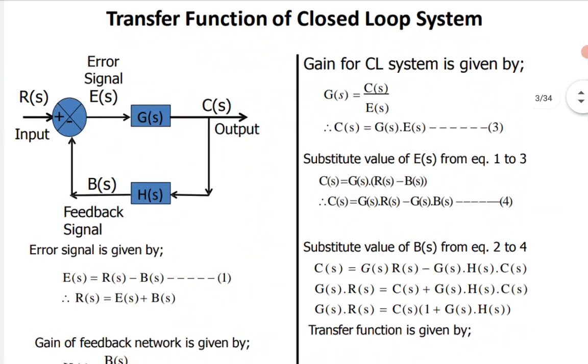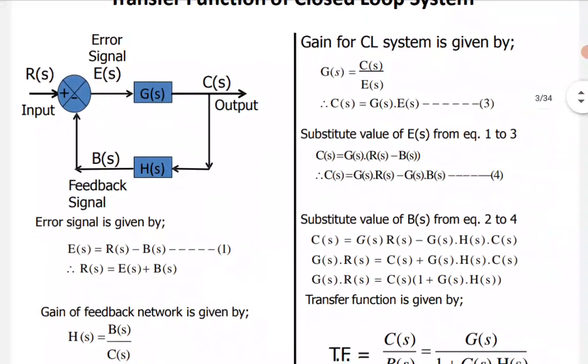So according to the respective blocks, we can rewrite the above as E of s can be written as R of s minus B of s, since we are utilizing negative gain. So in that scenario, I can rewrite the above mathematical equation as R of s is equal to E of s plus B of s.